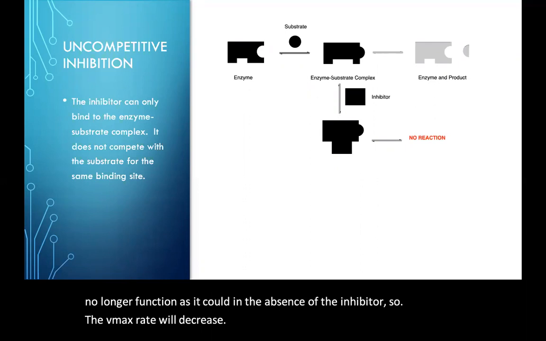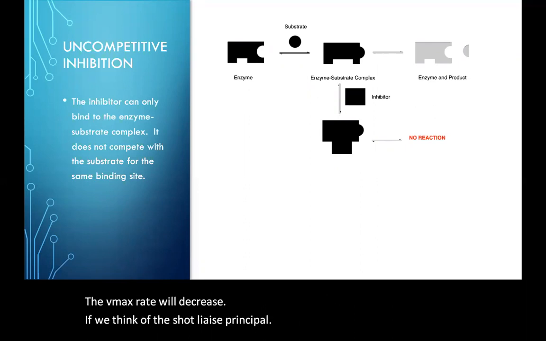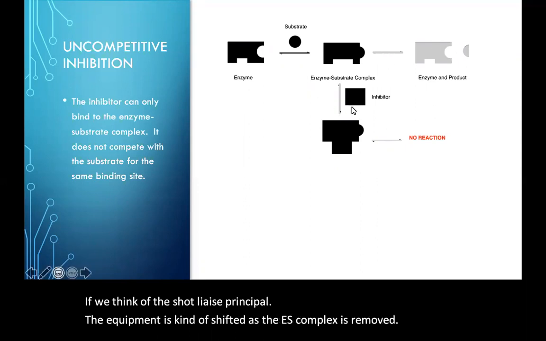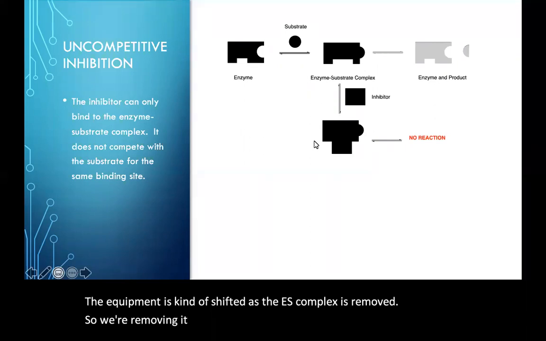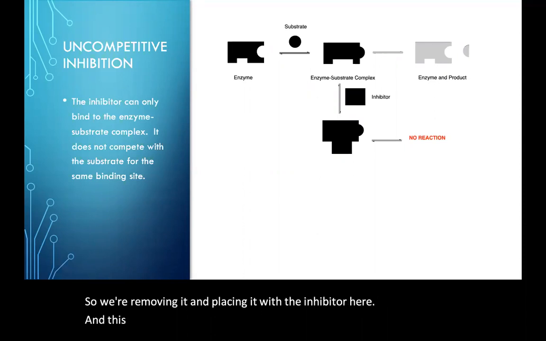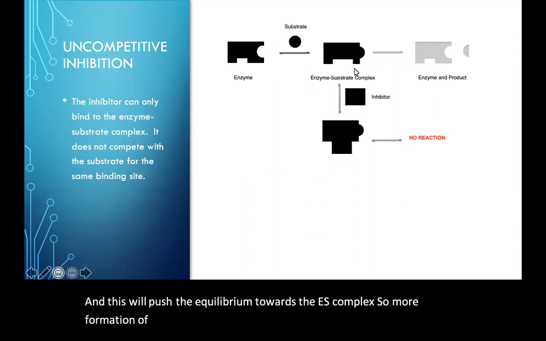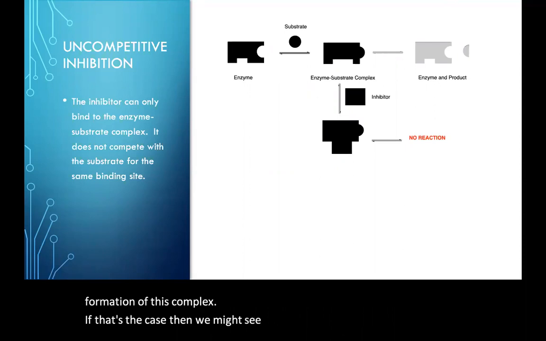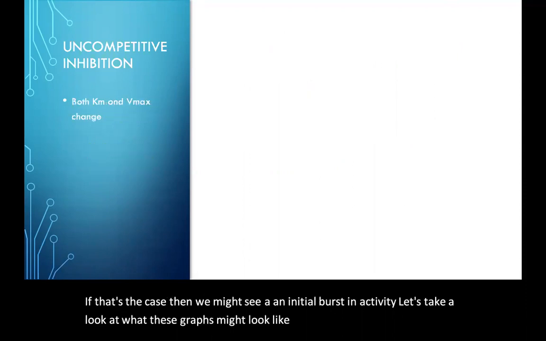If we think of Le Chatelier's principle, the equilibrium is shifted as the ES complex is removed. So we're removing it and replacing it with the inhibitor here. And this will push the equilibrium towards the ES complex, so more formation of this complex. If that's the case, then we might see an initial burst in activity. Let's take a look at what these graphs might look like with uncompetitive inhibition.